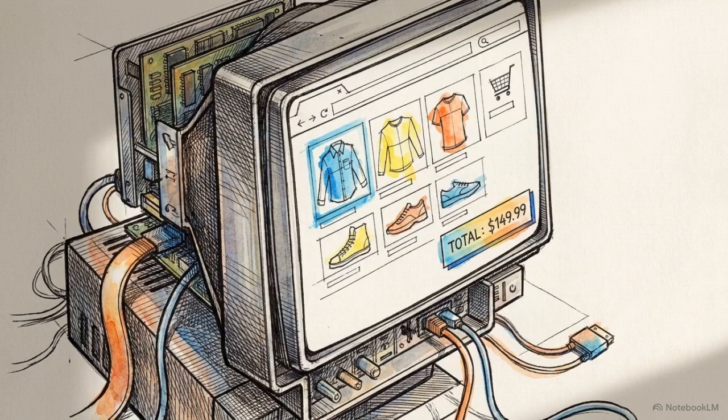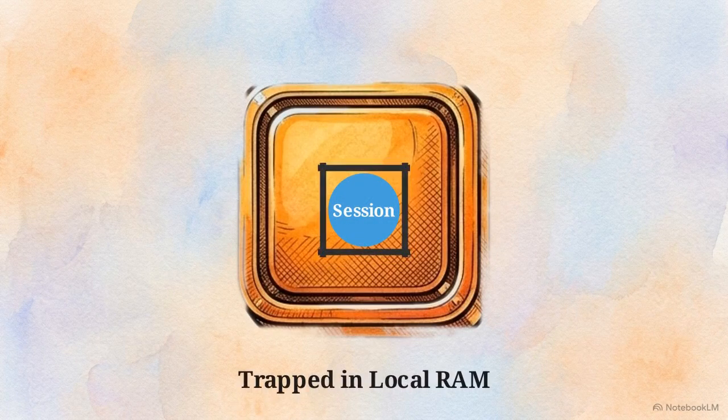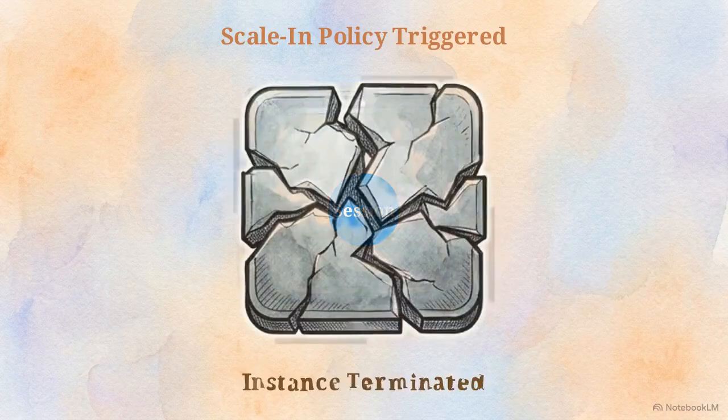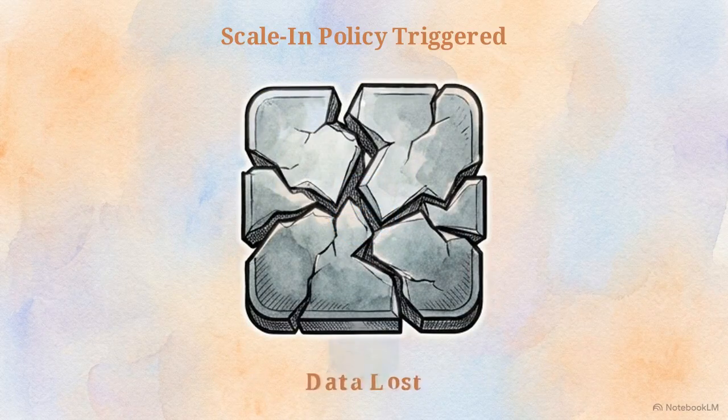Most production applications, like e-commerce platforms, are more complex because they must track stateful data, such as a user's shopping cart. If we store user sessions in the local RAM of an individual EC2 instance, the data is trapped. Scaling out becomes difficult because a user session is tied to one specific piece of hardware. Using sticky sessions to force a user to stay on one instance is a risk. If that instance is terminated by a scale-in policy, we run the risk of losing the user's data.